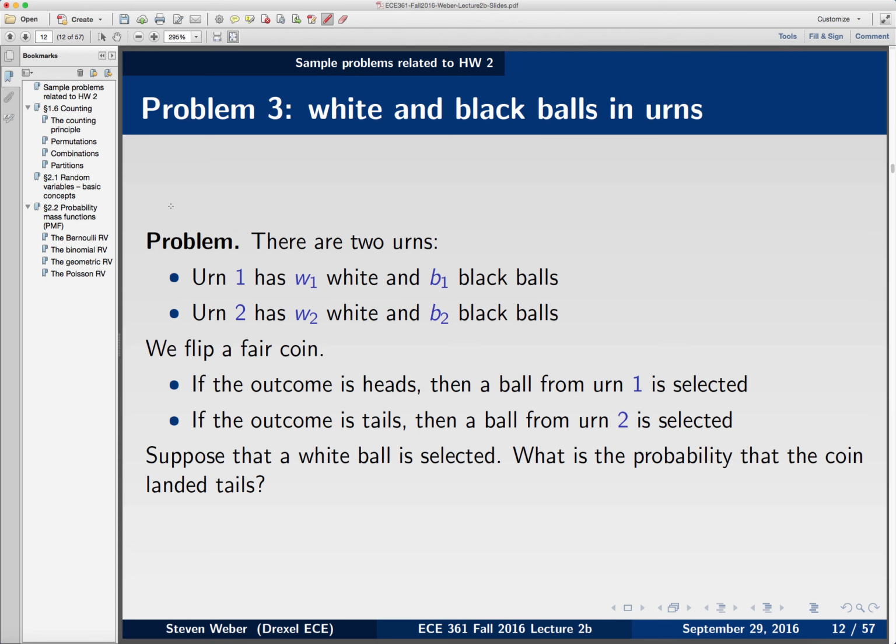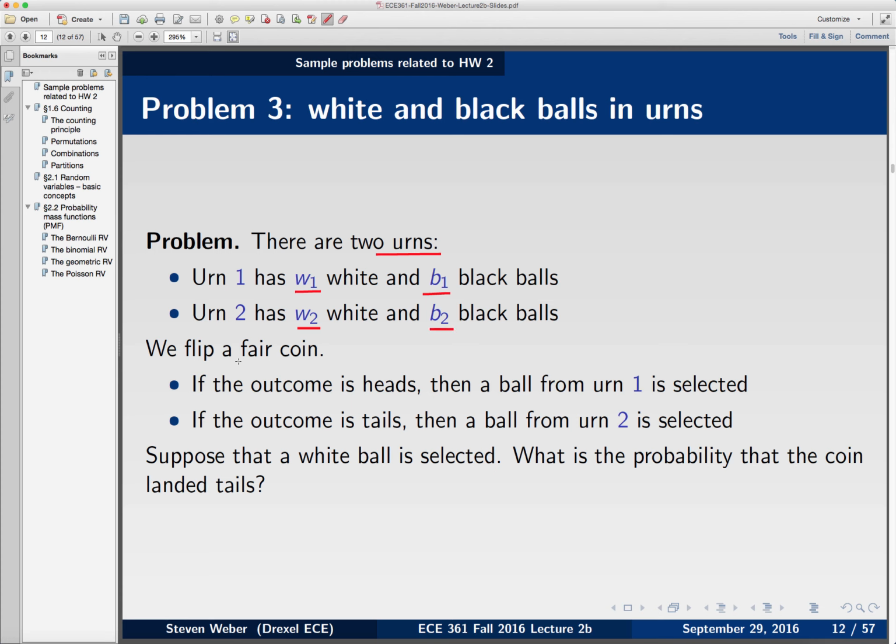Problem 3. White and black balls in urns. In this setup, we suppose we have two urns. An urn is nothing more than a jar. We have an urn number 1 in which there are W1 white balls and B1 black balls. The second urn, urn 2, has W2 white balls and B2 black balls.